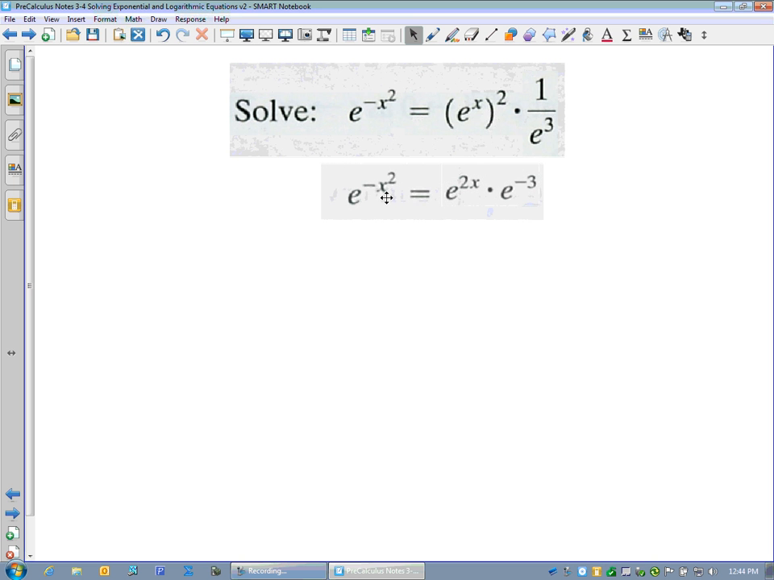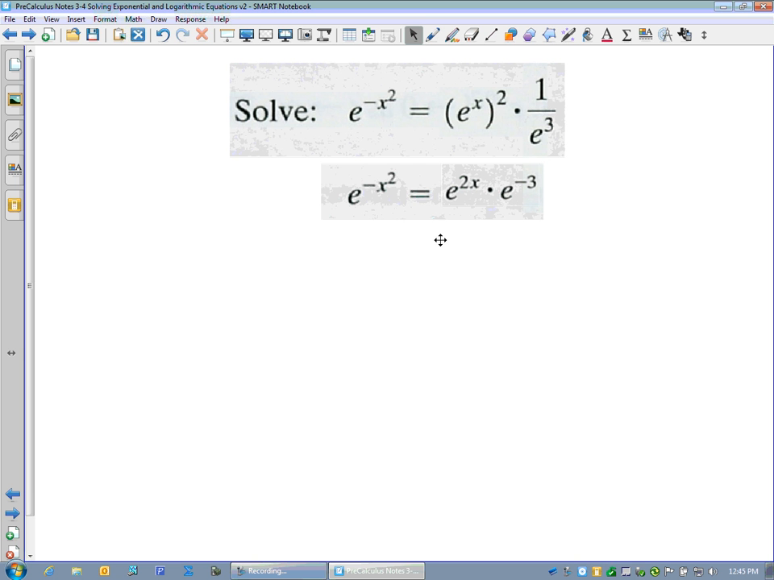The first term isn't going to change at all. The second one, when we have a power raised to a power, we keep the base and multiply the exponent. So this is going to be e to the 2x. And then the last one, I can rewrite 1 over e to the third as e to the negative 3. Remember, negative exponents have nothing to do with negative numbers. They mean reciprocation. So this is my new equation.